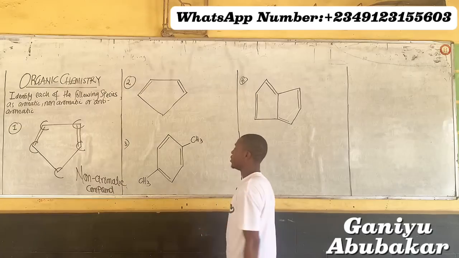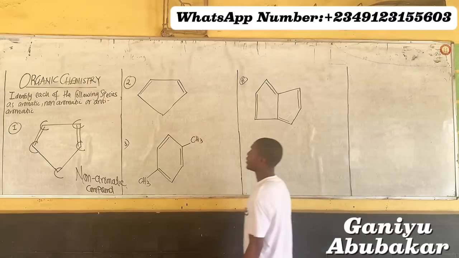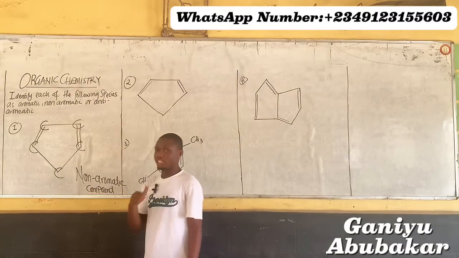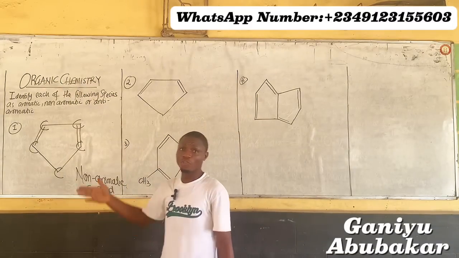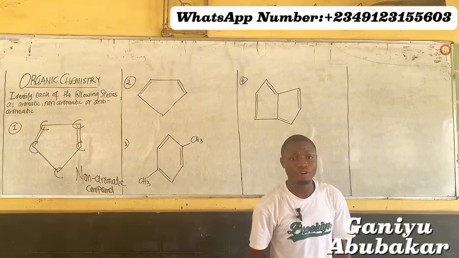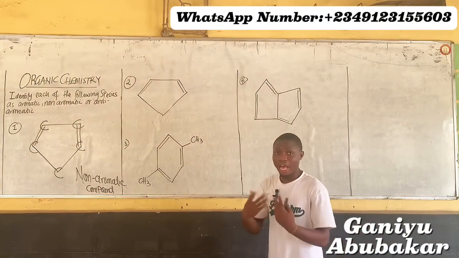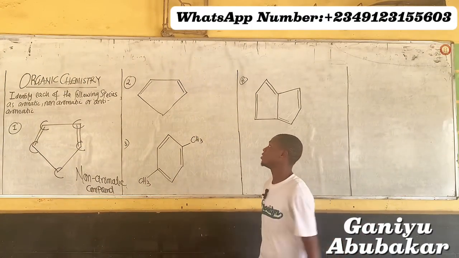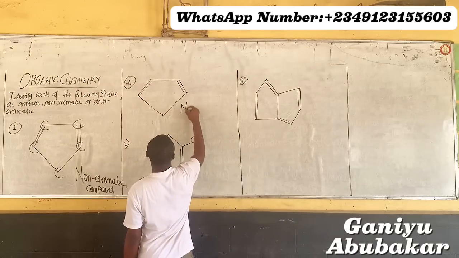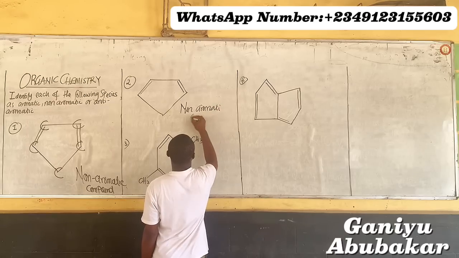Next up, we have this compound here. Let's give this compound a name. Is it aromatic, anti-aromatic, or non-aromatic? We said rule 1, it must be cyclic. True or false? Of course, this one is cyclic. Rule 2, all carbon atoms must be conjugated. In this case here, all carbon atoms are not conjugated. This is a non-aromatic compound.